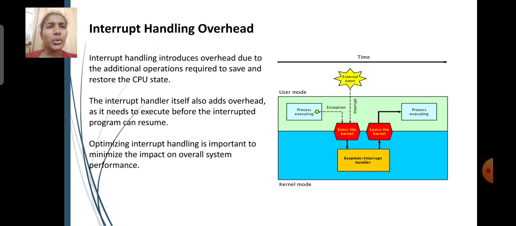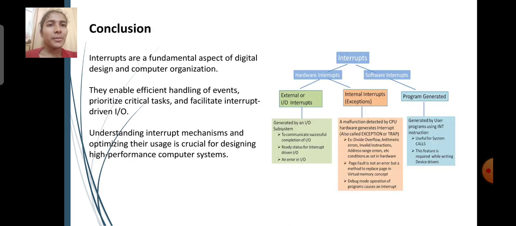Interrupt handling overhead. Interrupt handling introduces overhead due to additional operations required to save and restore the CPU state. The interrupt handler itself also adds overhead as it needs to execute before the interrupted program can resume. Optimizing interrupt handling is important to minimize the impact on overall system performance.